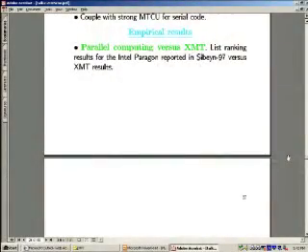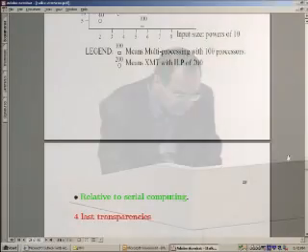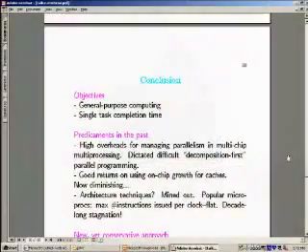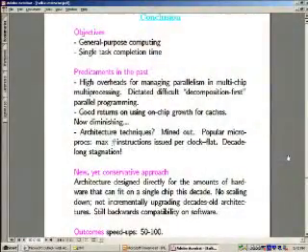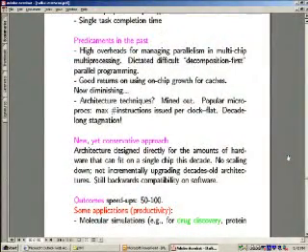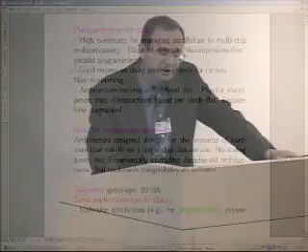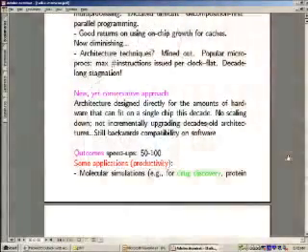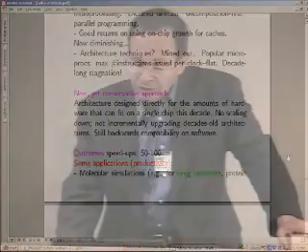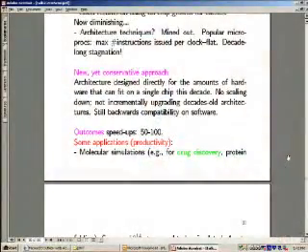Okay, so yeah, let me just advance to the conclusion slides here. Objectives: general purpose computing, single task completion time. In the past, the predicaments were high overheads for managing parallelism in multi-chip multiprocessors. They dictated the composition-first parallel programming. In the past, there were also good returns on using on-chip growth for caches, now diminishing. Architecture techniques have been mined out.